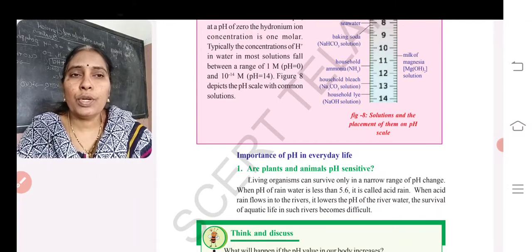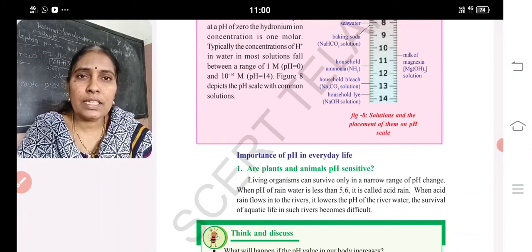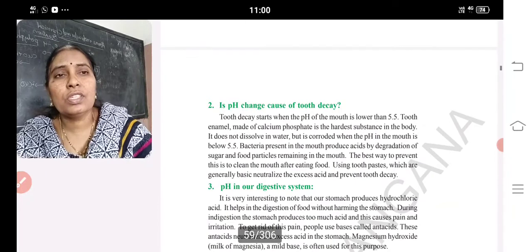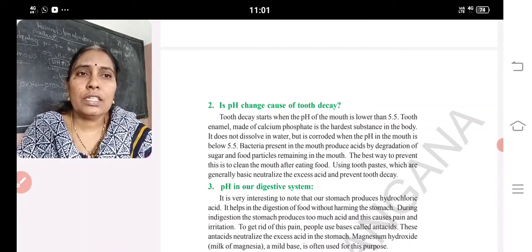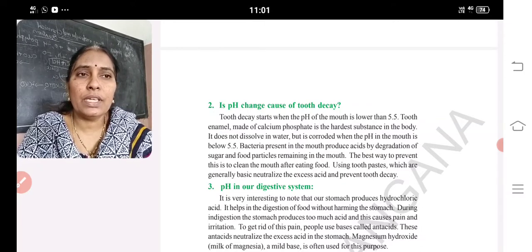So how is pH important in your life? pH value helps us to know about acid rain. If the pH of rainwater is less than 5.6, it is said to be acid rain, and it affects the survival of aquatic animals. And pH can also cause tooth decay. What is the cause of tooth decay? Tooth decay starts when the pH of the mouth is lower than 5.5. Tooth enamel, made up of calcium phosphate, is the hardest substance in the body. It does not dissolve in water but is corroded by low pH.